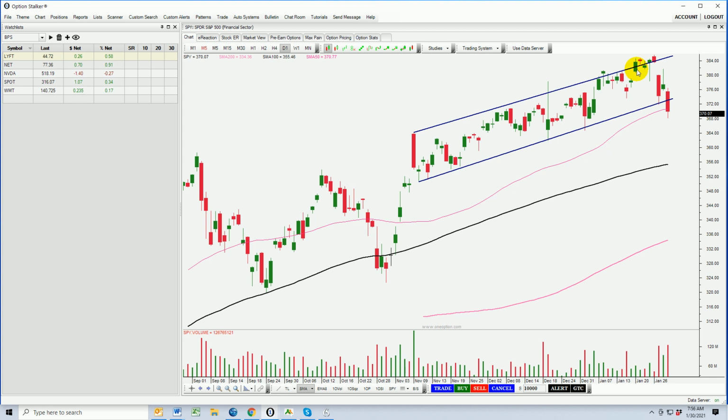Margin lending at all-time record highs on a dollar basis. Market riding the upper edge of a Bollinger band. Market poking through the upper band of an upward sloping channel. VIX at a very, very low level, meaning that there's no fear in the marketplace. Valuations stretched as high as you can imagine at a PE of 40. These are all major warning signs.